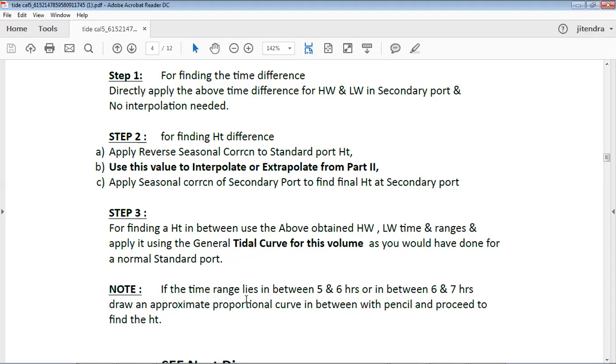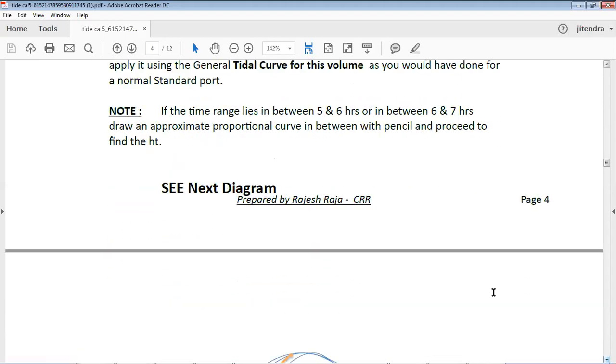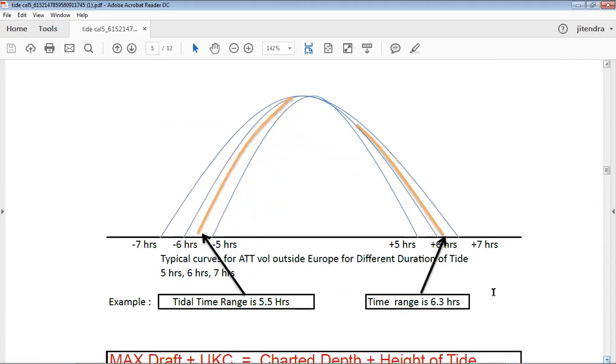But if we want to find intermediate heights and times, apart from the daily prediction, then we first have to see that the range of time between these tides which have come is between 5 to 7 hours. Then we will draw the approximate curve with pencil on this diagram. So let's see how we will draw this curve.